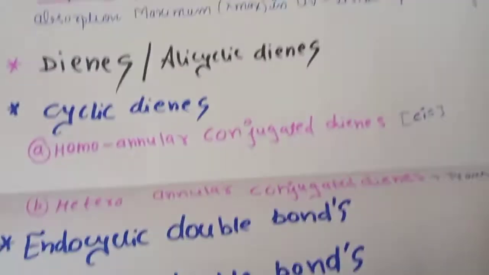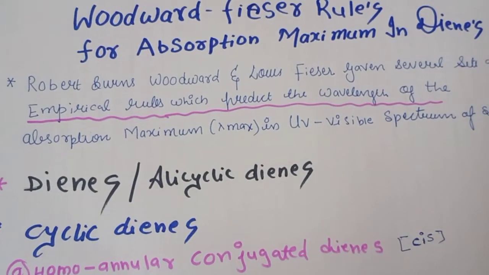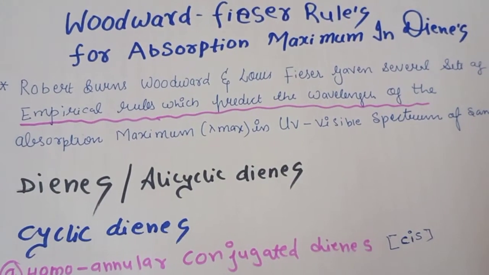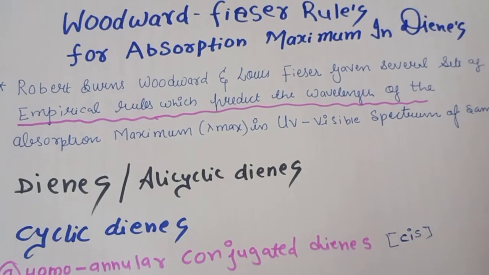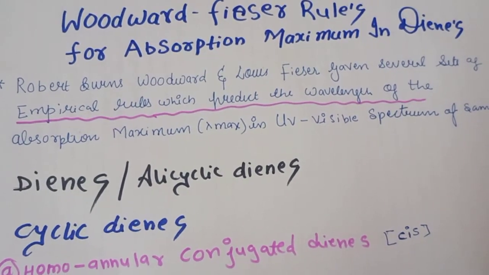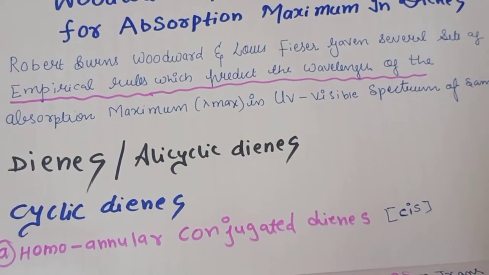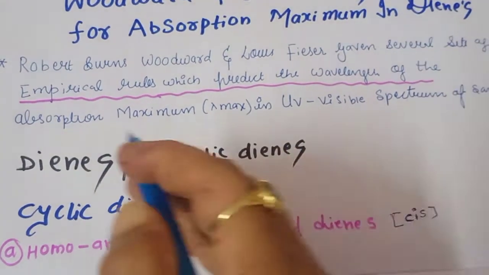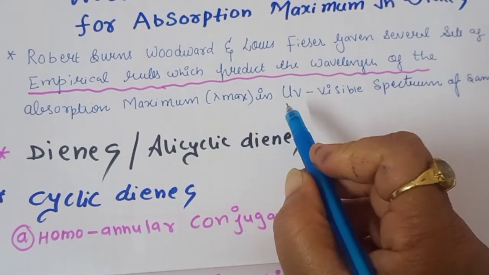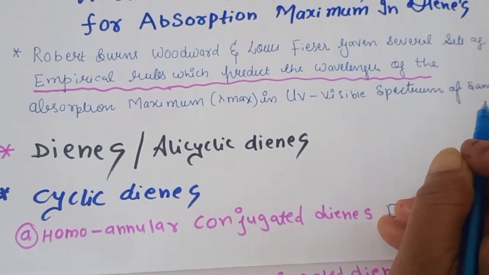So in this video we will talk about the certain rules which were given by Robert Burns Woodward and Louis Fisher. These empirical rules tell us how to predict the wavelength of the absorption maximum in the UV visible spectrum of any particular compound.